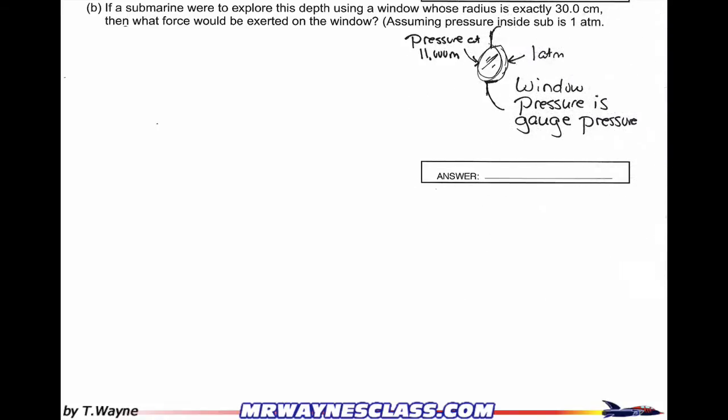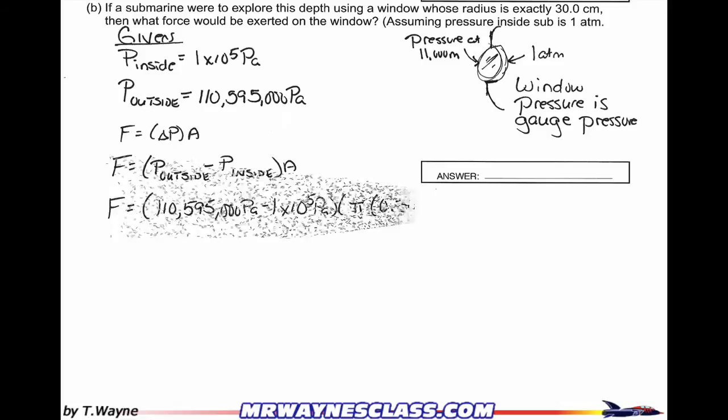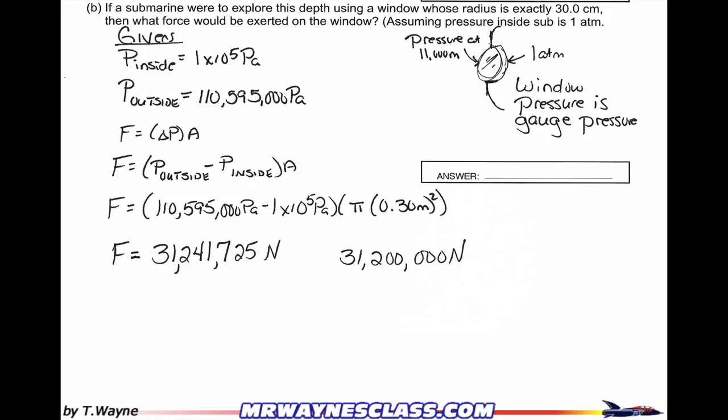So what I'm looking at is the pressure on the outside of the window at 1,100 meters, which I just found in part A, the pressure inside of 1 atmosphere, and I'm looking for the gauge pressure. So given the pressure inside is 100,000, the pressure outside is 110 million, find the difference in pressure, which isn't a really big difference, but that's the gauge pressure. So the force is equal to the gauge pressure times the area. That's going to be the pressure outside minus pressure inside times the area. So when I put in all my numbers, I get the force to be pretty big at 31,241,725 newtons.